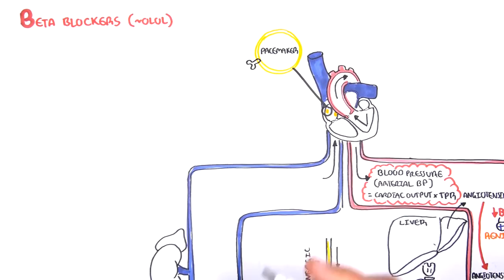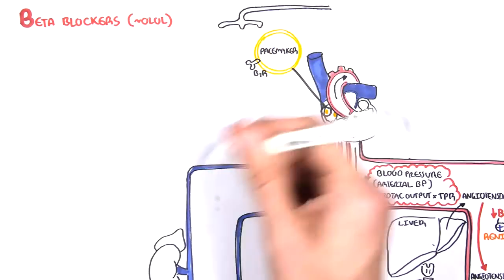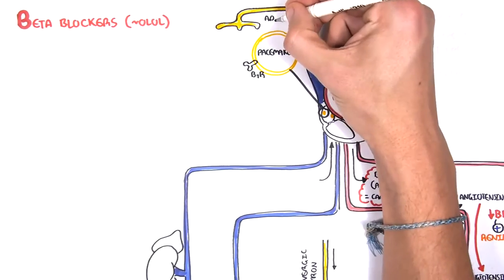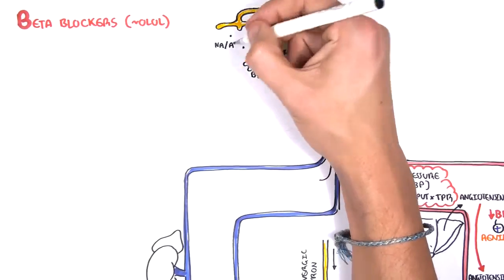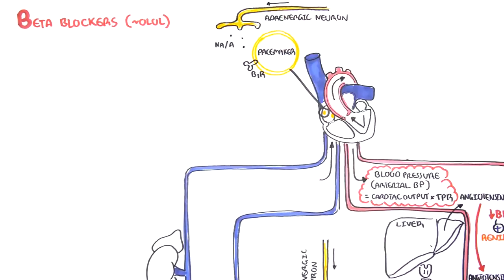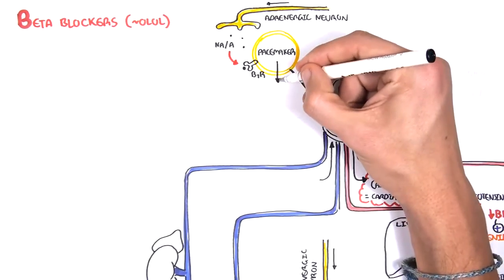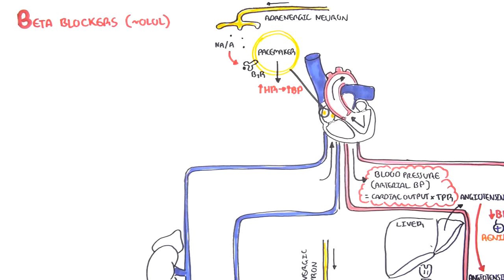Pacemaker cells of the heart have receptors on them, the beta-1 receptors. Adrenergic neurons, which are part of the sympathetic nervous system, target these pacemaker cells and release adrenaline and noradrenaline, which will bind onto these beta-1 receptors. Thus, it will stimulate the pacemaker cells to fire more rapidly, which will increase the heart rate. And because you get an increase in heart rate, you will get an increase in blood pressure by increasing the cardiac output.